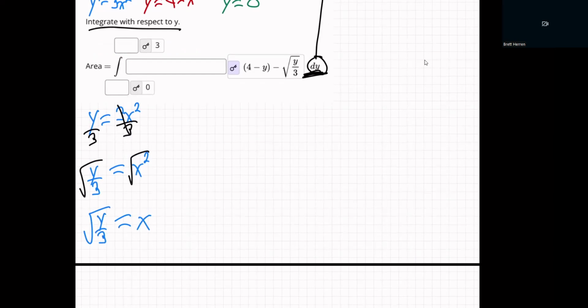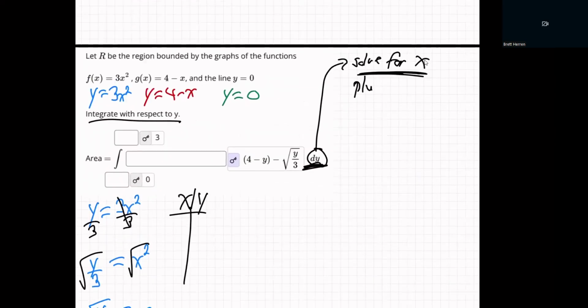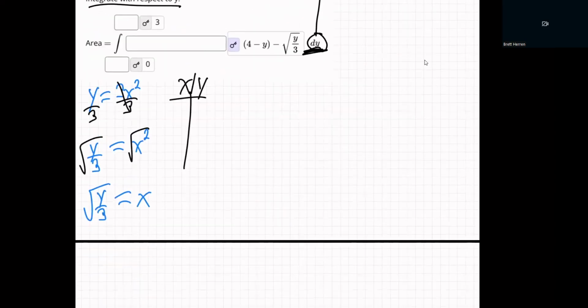Then we got to make a little table for that thing. So I'm going to say, okay, x, y table. And when we make the table, we're going to solve for x and plug in for y, the opposite letters, right? So I'm going to plug in 0, 1, 2, 3. It's probably good enough. Remember, this is x equals the square root of y over 3.